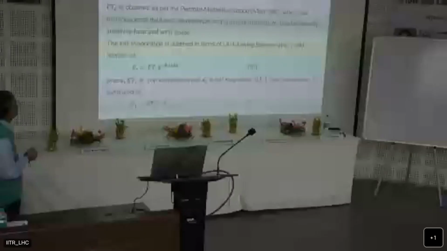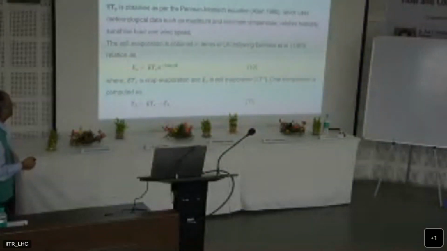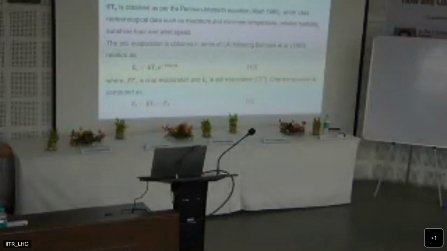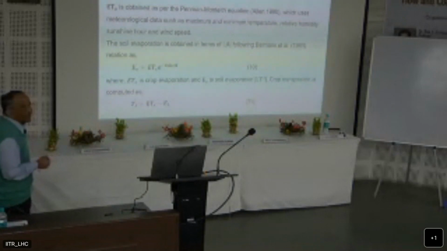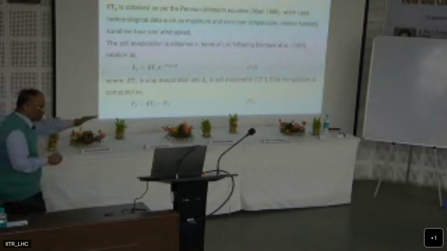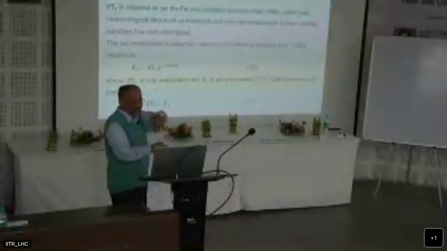ET naught is usually computed by Penman-Monteith, which uses meteorological data such as maximum and minimum temperature, relative humidity, sunshine hours, and the wind speeds. Once we get this, the soil evaporation is obtained in terms of the LAI. LAI is basically what we call the leaf area index, the portion of the area covered by the leaves as compared to the total area.